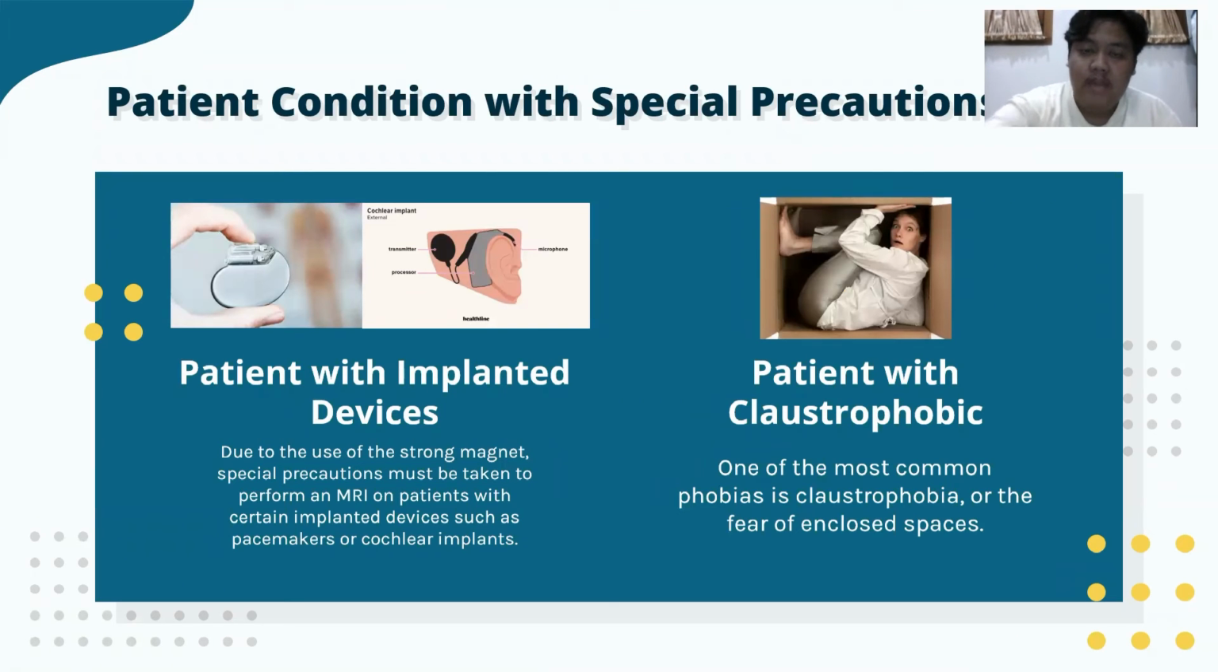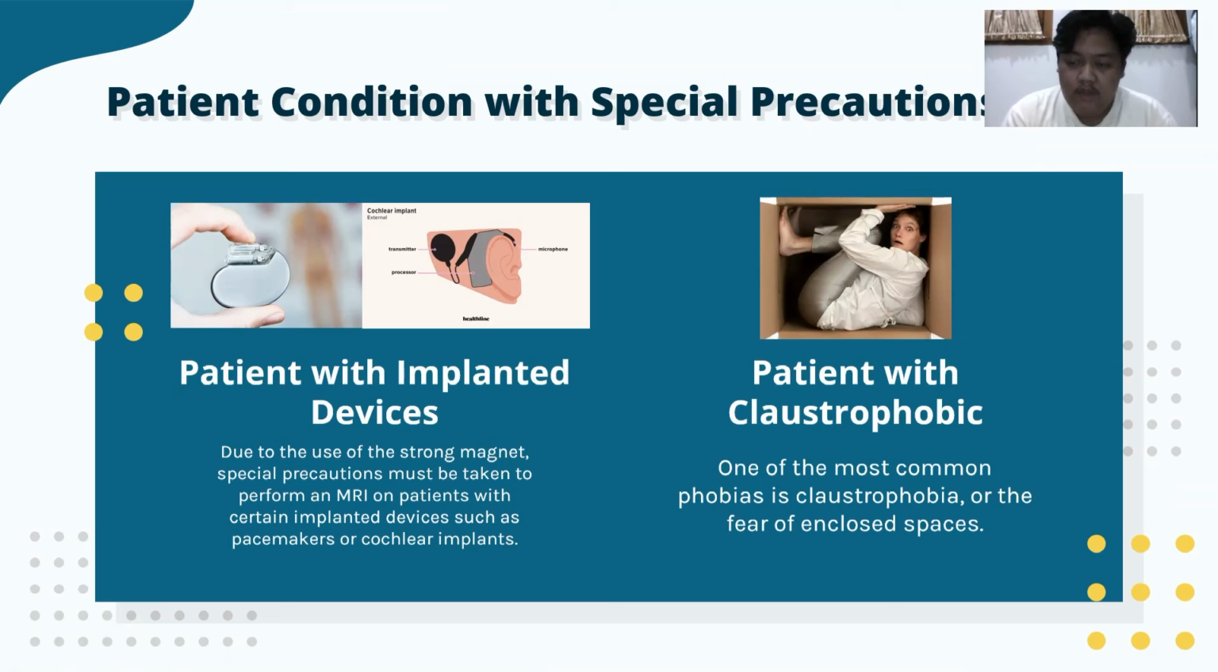Patient condition with special precautions. Due to the use of the strong magnet, special precautions must be taken to perform an MRI on patients with implanted devices such as pacemakers or cochlear implants. The MRI technologist will need some information regarding the implanted device, such as the make and model number, to determine if it is safe for you to have an MRI.